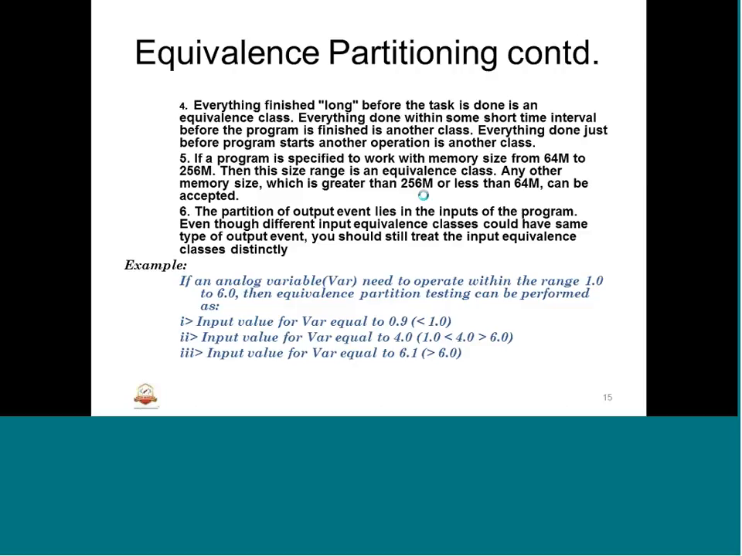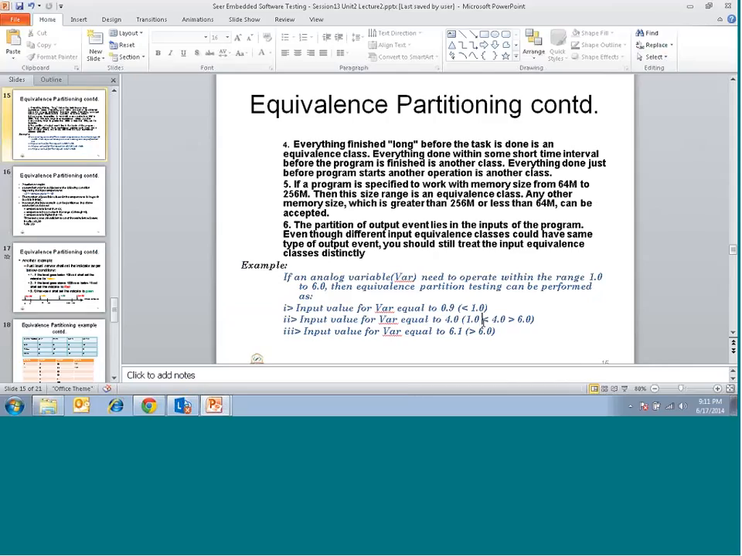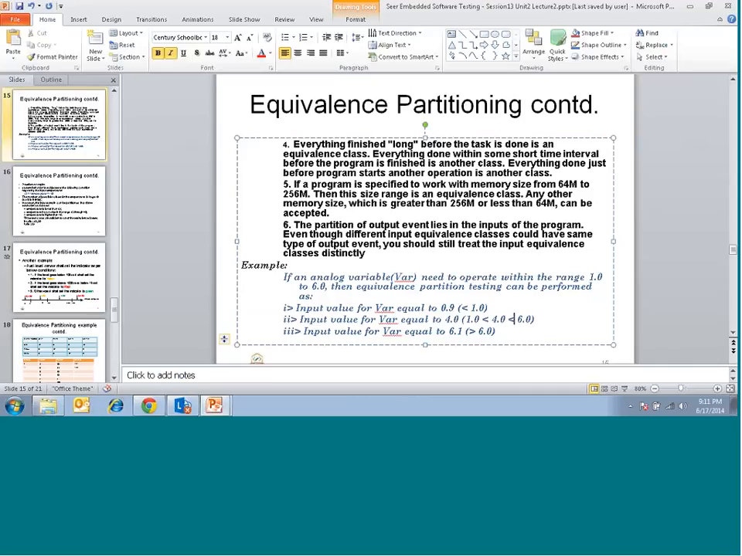So that is the output event based partitioning. One example we will take here: an unlock variable which needs to operate within the range 1.0 to 6.0. What are the equivalence classes that can be performed? The first equivalence class: input value for the variable equal to 0.9, which is less than 1.0. Another input value for the variable equal to 4.0. This is the normal range, because 4.0 is greater than 1.0 and less than 6.0.